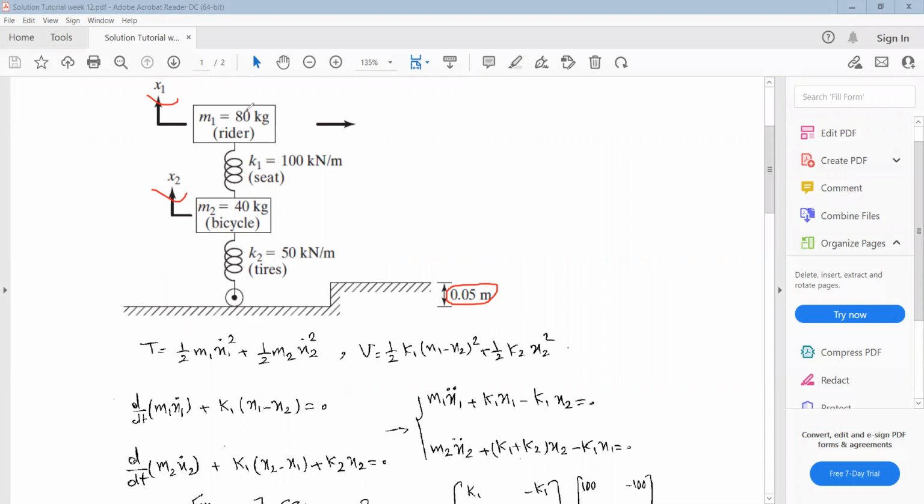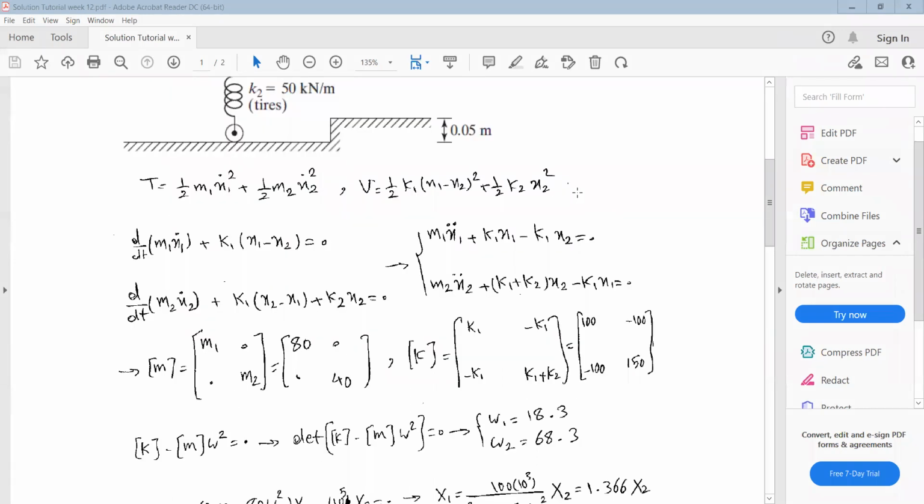We use the Lagrange equation to extract the governing equation, and then we can solve the free vibration response and obtain the natural frequency and mode shapes. And then by using the modal analysis method, we can obtain the response to this external loading or the base excitation, which will appear as a non-homogeneous term in the equation of motion. So first, let's extract the equation of motion.